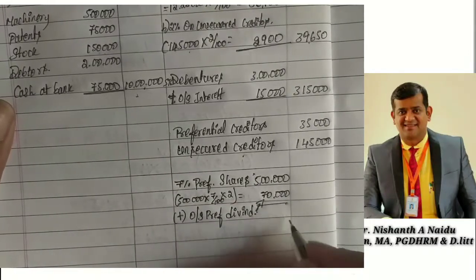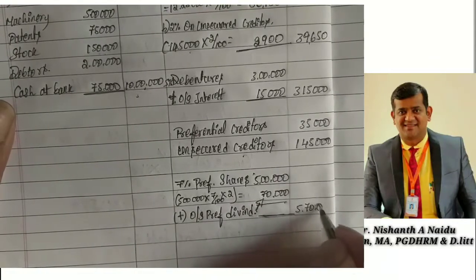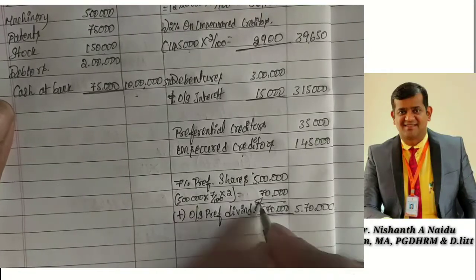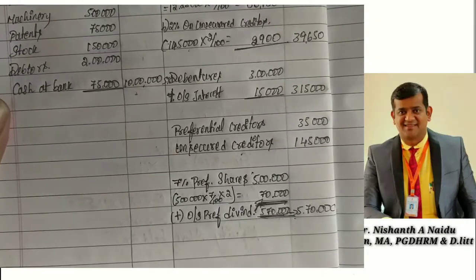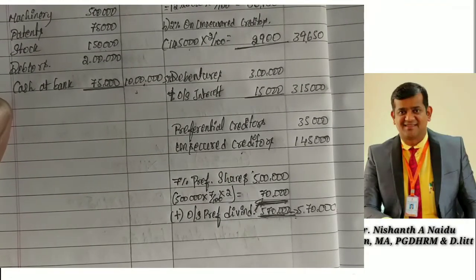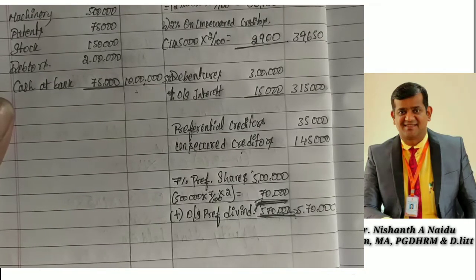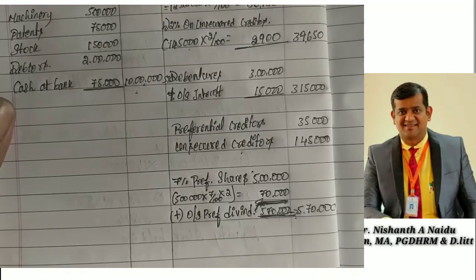So now add and put it to the outer column, that is 5,70,000 rupees. The total I have just copied to the outer column. Okay, 5,70,000 rupees. So is anything left? Nothing. Almost done. We have settled all the payments. Now we have to check the amount available to equity shareholders.